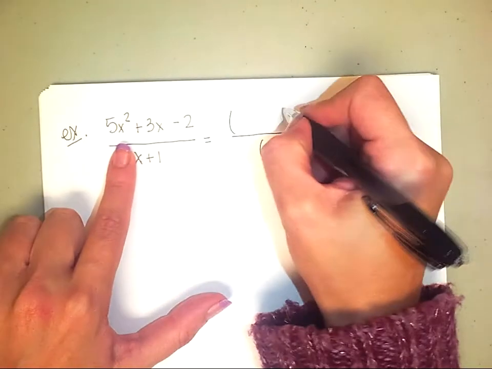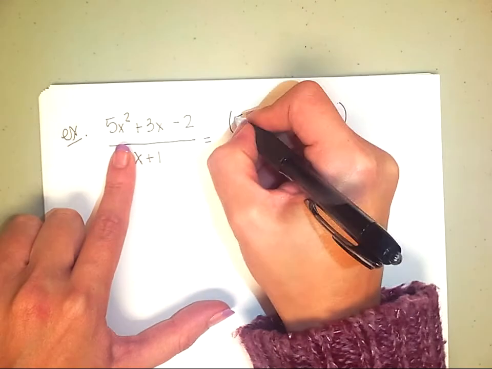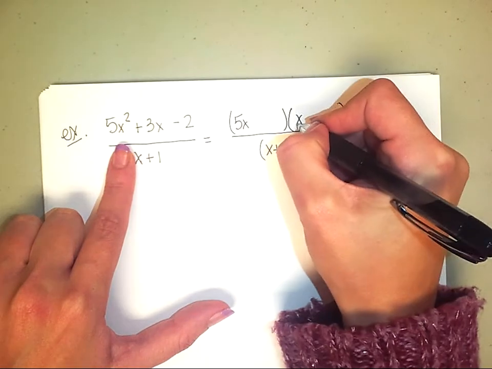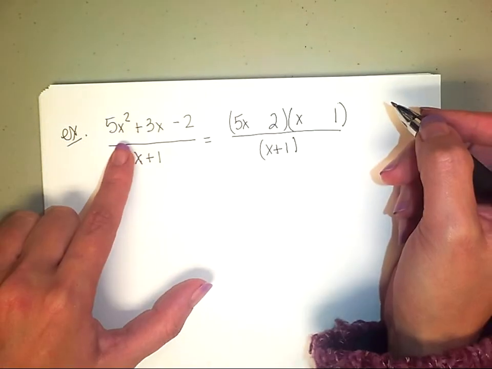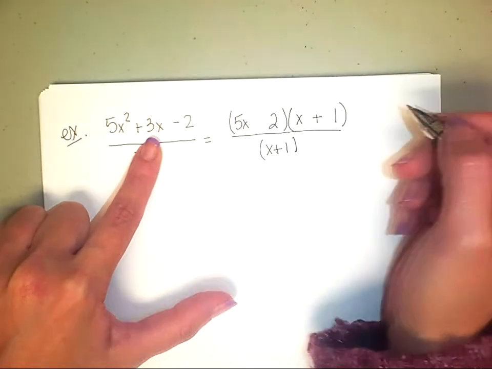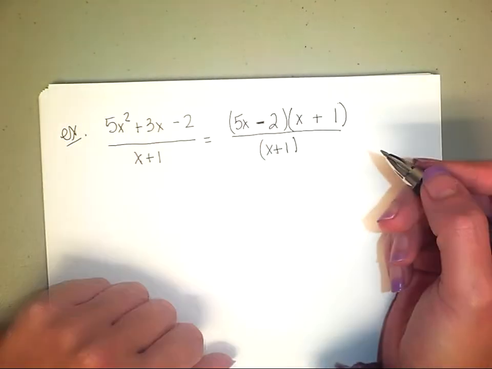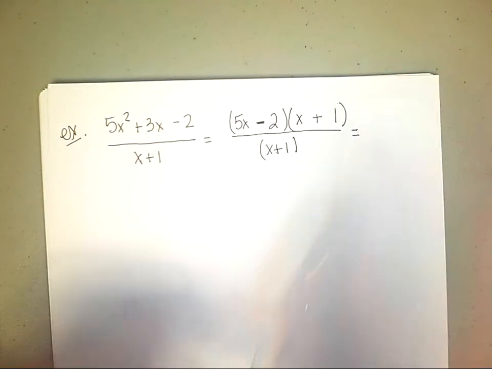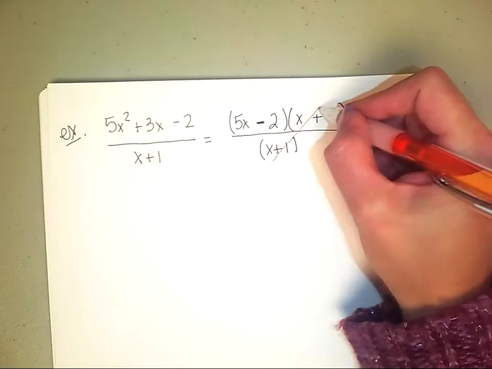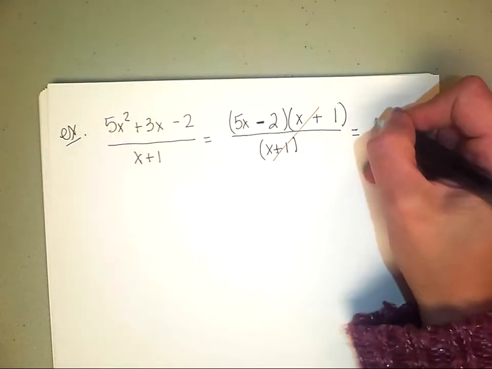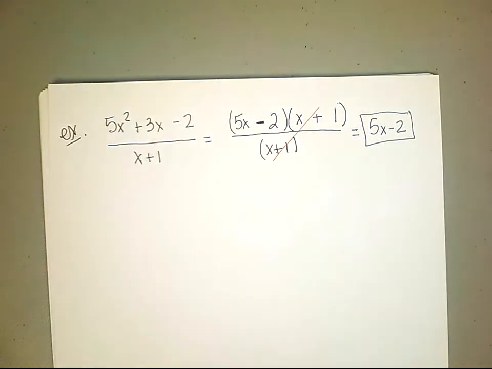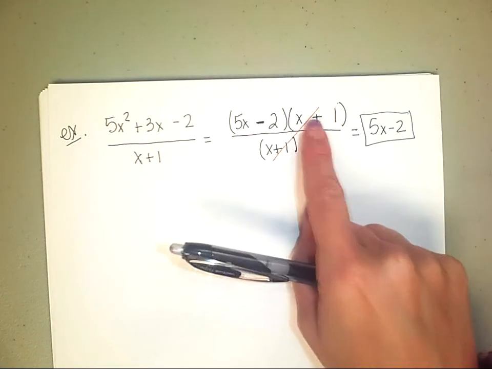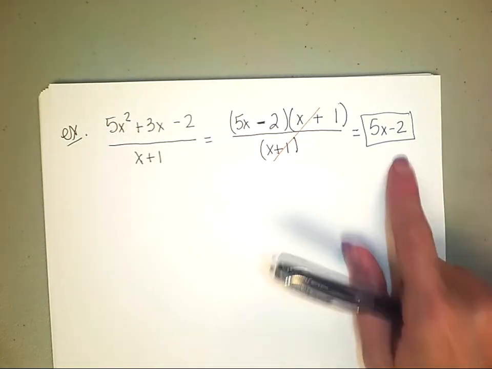So if we were to factor up top, we'd get 5x and x, 1 and 2, and we have to get to a positive 3, so I need plus 5x minus 2. And then we could just cancel the common factors of the x plus 1, and that would leave us with 5x minus 2. We could do that because x plus 1 is a factor of our numerator, so we're just left with the other.